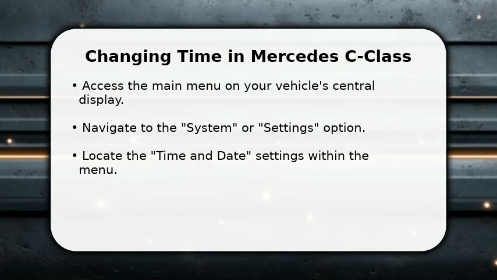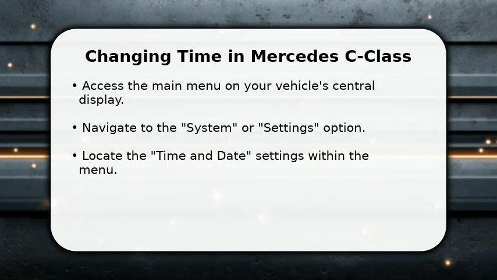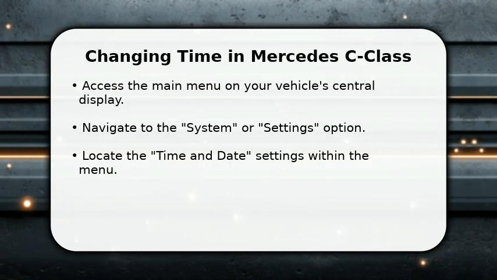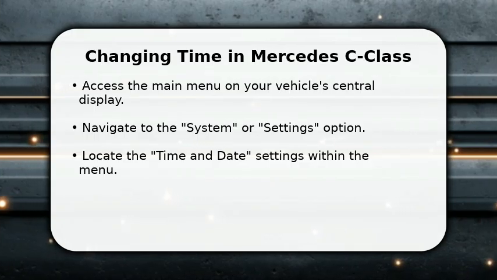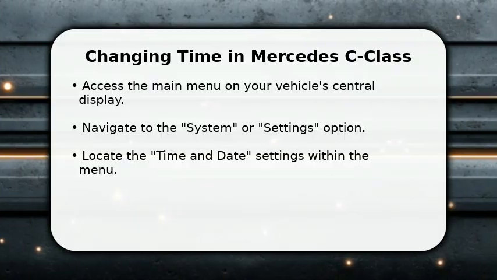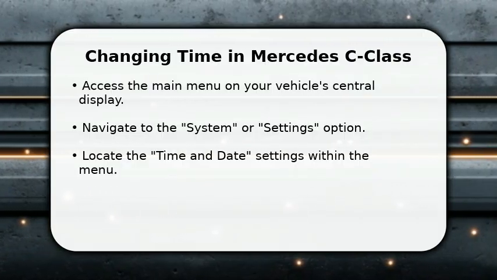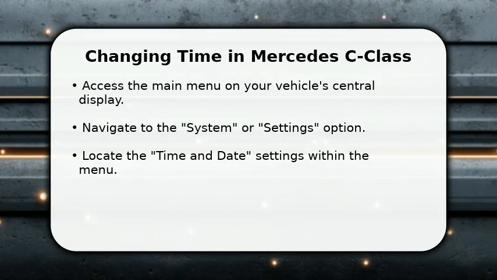In this video, I will show you how to change the time in your Mercedes C-Class. First, locate your vehicle's central display screen. Use the control knob or touch interface to navigate to the main menu. From there, you will want to find the System or Settings option. This is your gateway to customizing various vehicle functions, including the clock.